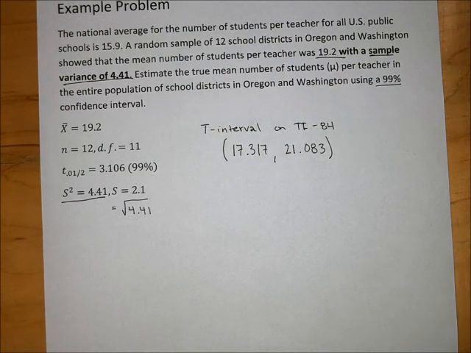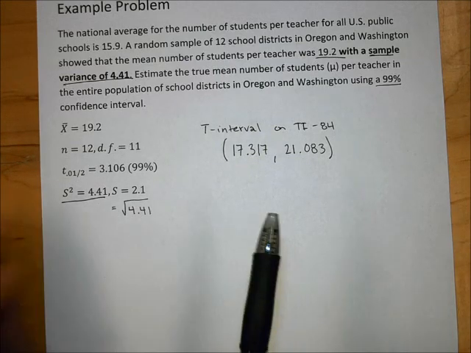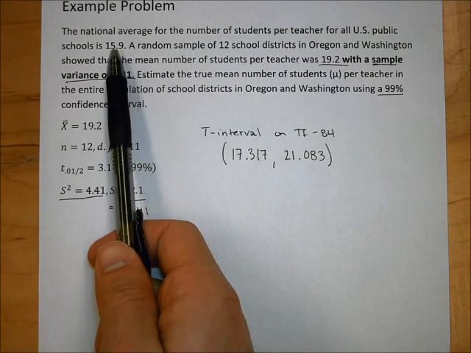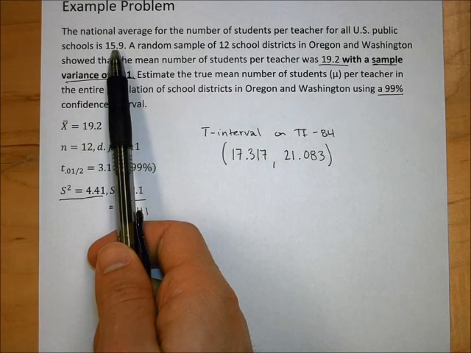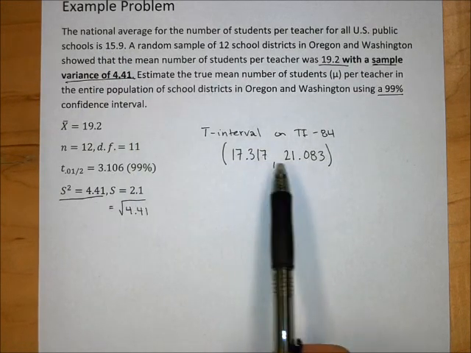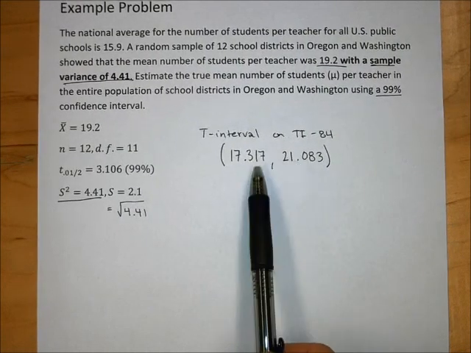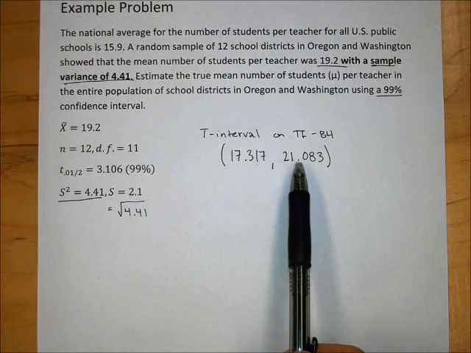There is a follow-up question that I might ask in this case. The follow-up question may be something like, do Oregon and Washington school districts have more students per teacher, which would be a bad ratio, than the national average? Recall that the national average in this case was nearly 16 students per teacher, and that our interval of confidence for Oregon and Washington schools ranges between about 17.3 and 21.1.